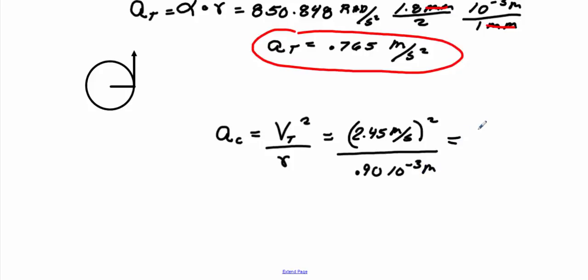Again, that one I have not run in the calculator. I'll run that real quick. 2.45, we will square that, divide it by, in parentheses, 0.9 times 10 to the negative 3. And that's going to give me a pretty large value, actually, of 6,669.44 meters per second squared.